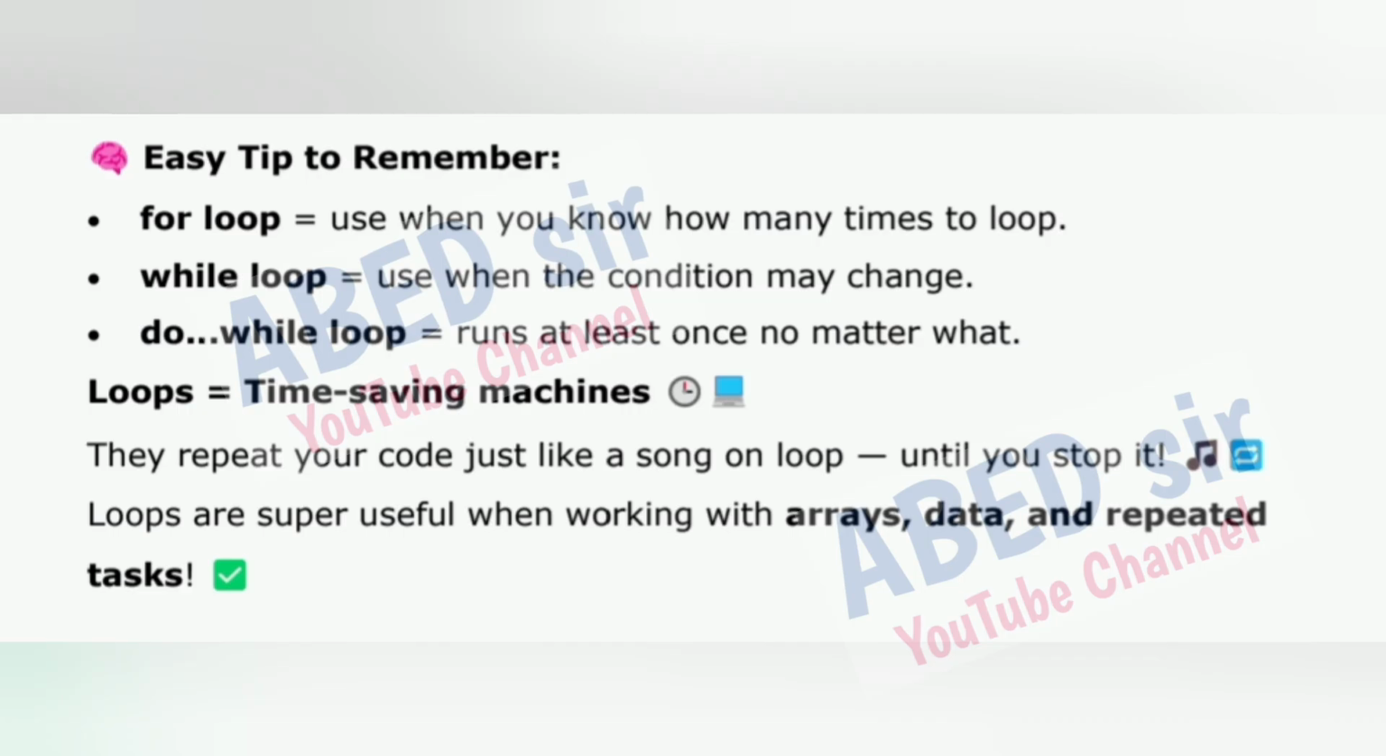For loop: use when you know how many times to loop. While loop: use when the condition may change. Do while loop: runs at least once no matter what. Loops are time-saving machines. They repeat your code just like a song on loop until you stop it. Loops are super useful when working with arrays, data, and repeated tasks.